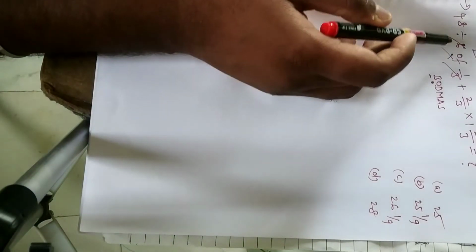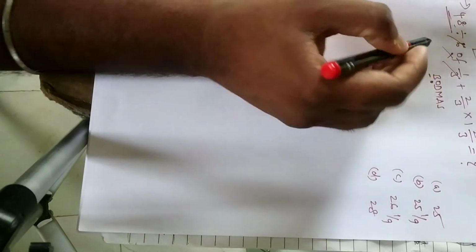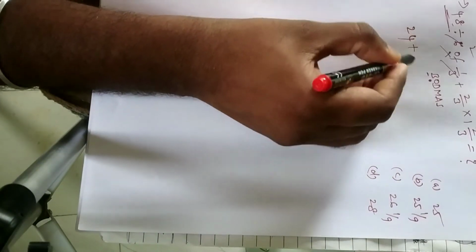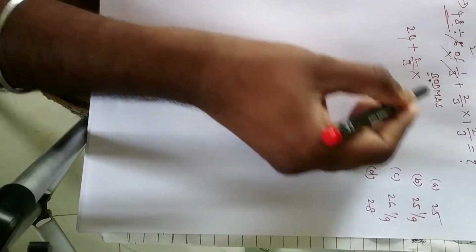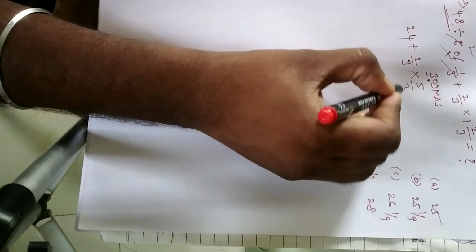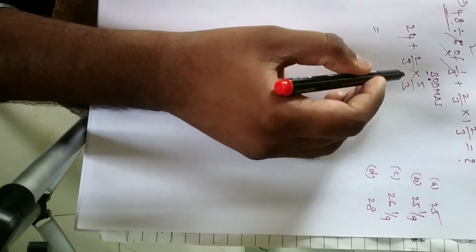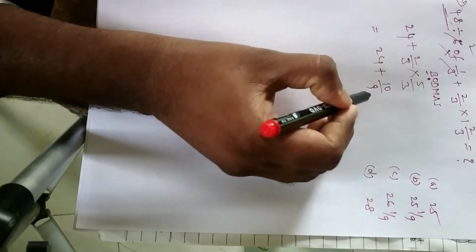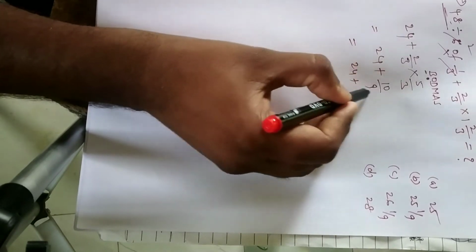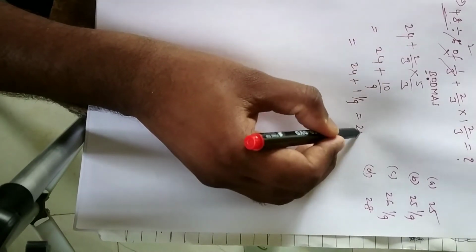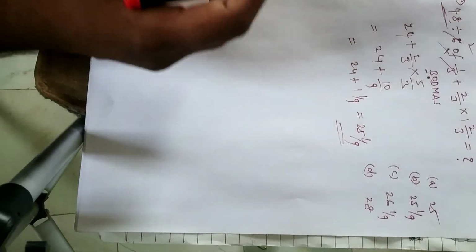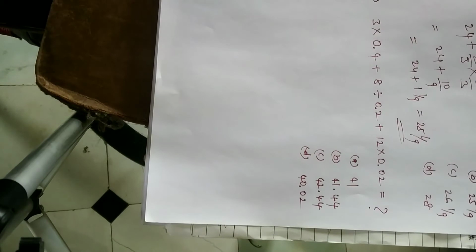Next preference should be given to division. 48 divided by 2, 24. So 24 plus 2 by 3 into 5 by 3 is, again, 24 plus 10 by 9. 24 plus 10 by 9 is nothing but 25 1 by 9. It is the same problem we discussed. Again I am revising so that you will understand, right?